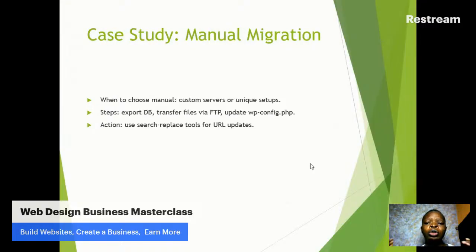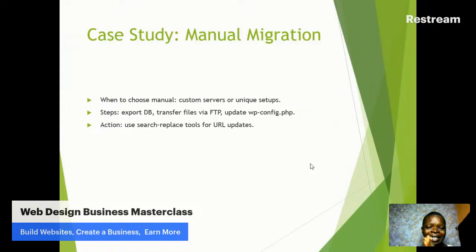Now, manual migration. When do you choose manual migration? You choose manual migration when you are working with a custom server or a unique setup. When you have a setup that is unique, for example, a local host to a live host, you don't just migrate anyhow. So you want to do that manually so that your files, your folders, everything will be moved with data integrity.